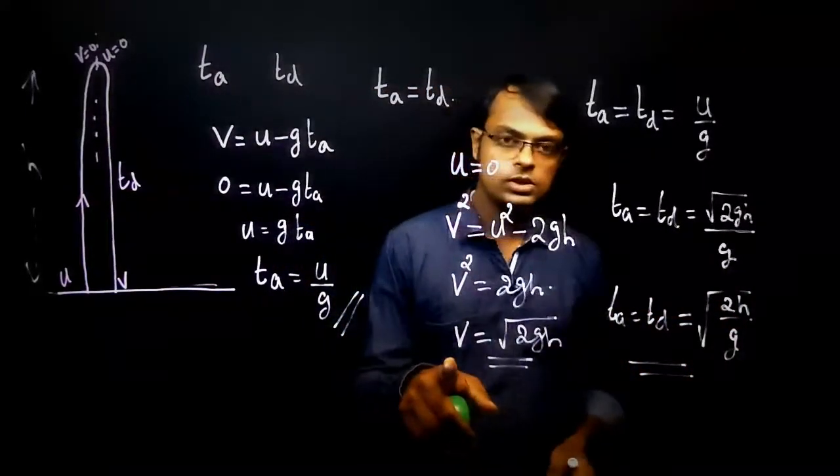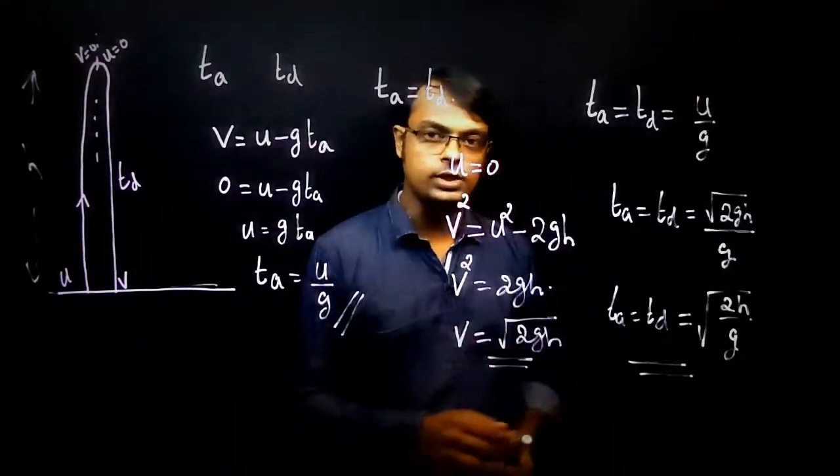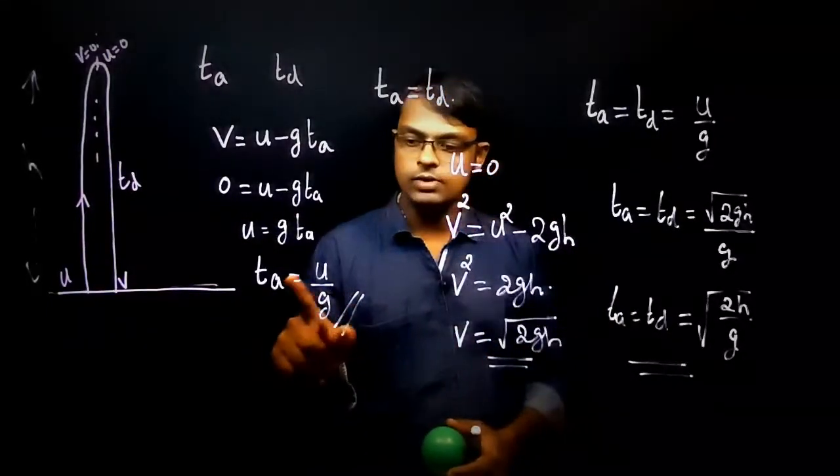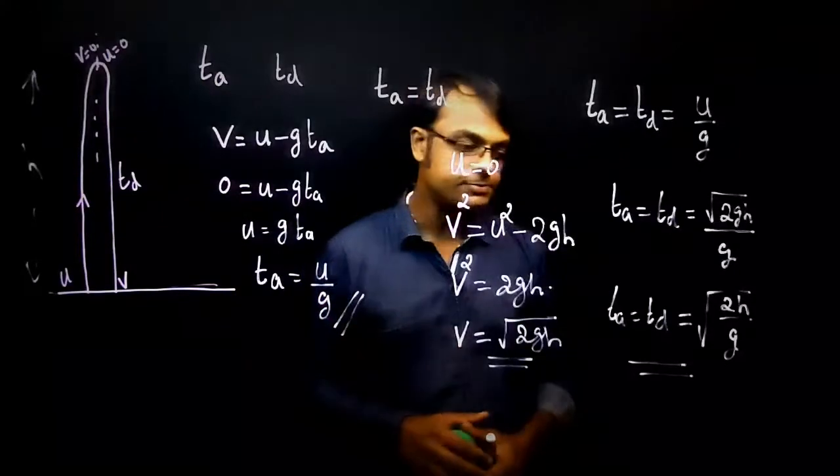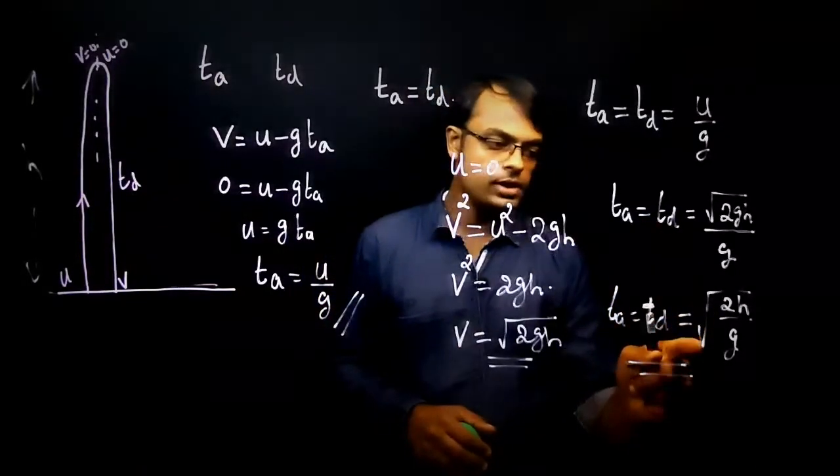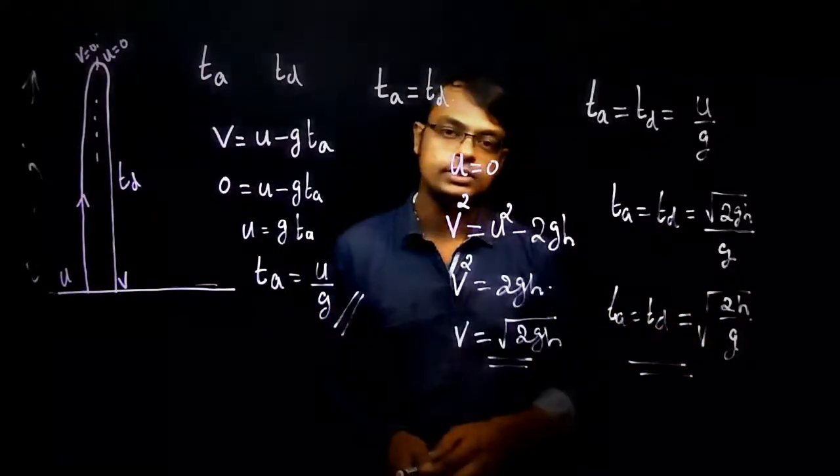So we have discussed two formulas here. One is initial velocity as well as final velocity is equal to root 2gh. Next one is time of ascent as well as time of descent is equal to u by g, or also can be written as root of 2h by g.